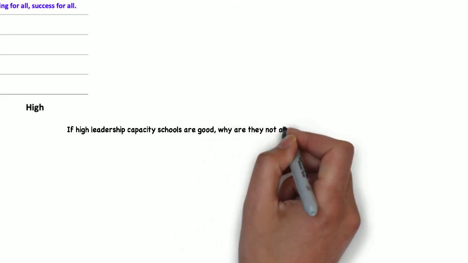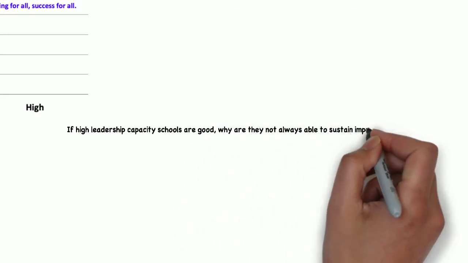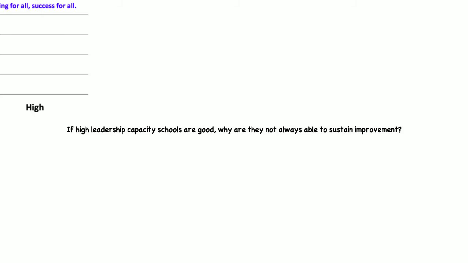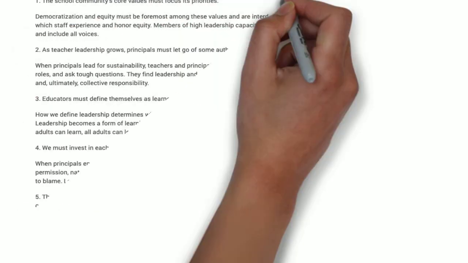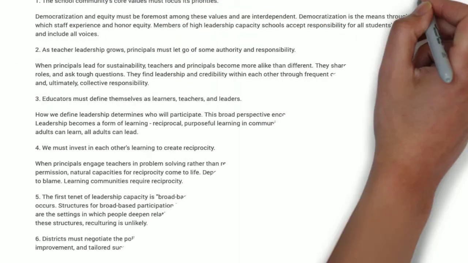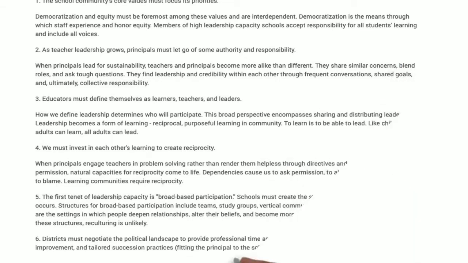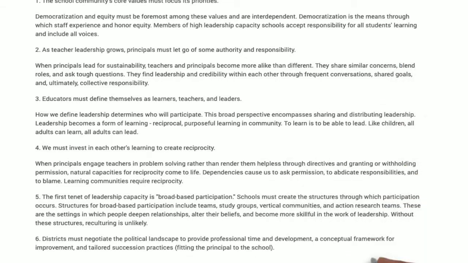or so years ago? One of the compelling questions that Linda Lambert asks is the following: if high leadership capacity schools are good, why are they not always able to sustain improvement? That's a very intriguing question that she raises. She then moves on to talk about what she describes as 6 critical factors.